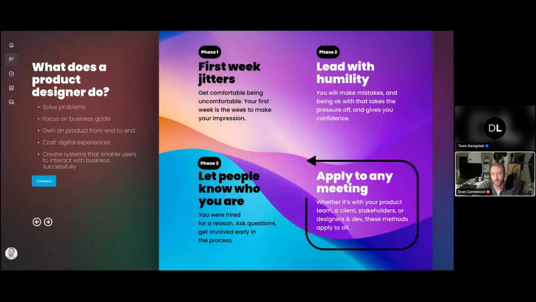And that can be applied to anything, right? Even if it's just a meeting with developers, product team members, or even stakeholders or clients. That methodology of owning your mistakes if you make them and moving on quickly, and being confident, is what's going to propel you forward in this design space.